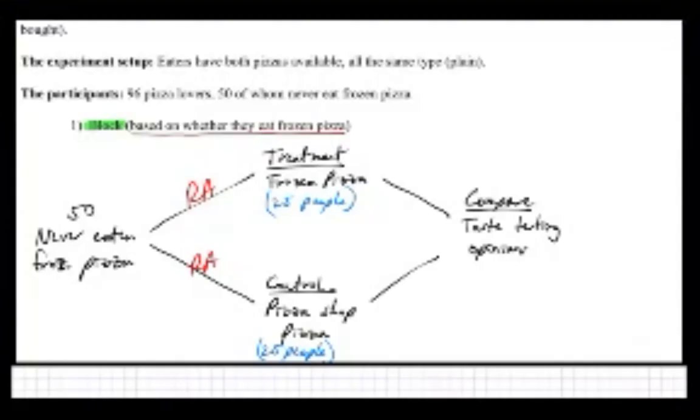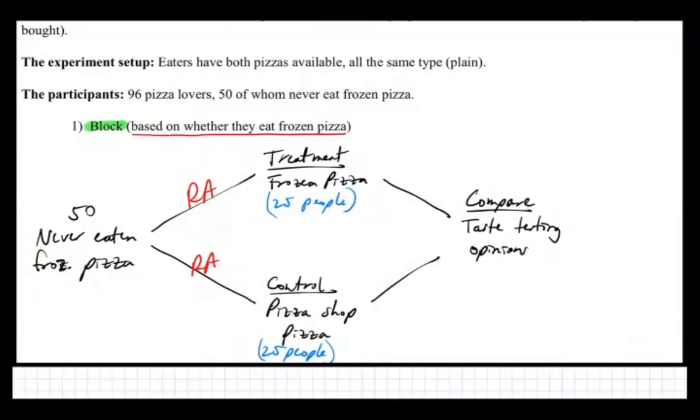All right. Okay, so we left off yesterday. The last thing we did was block based on if they eat frozen pizza or they don't eat frozen pizza, and we stopped right there. So we did the outline for the 50 people who have never eaten frozen pizza before. So now we have to do an experiment for the 46 who have had frozen pizza before.